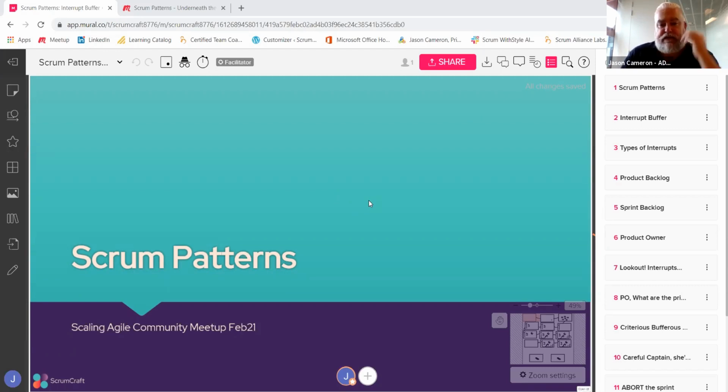But essentially what I've selected today is to go through the pattern called interrupt buffer, and that pattern is available on the Scrum plot website, and we also see it being used in different ways, I guess. But we're going to go with a pure pass-through of its intended use.